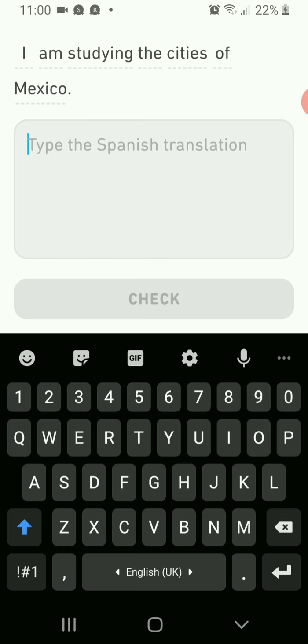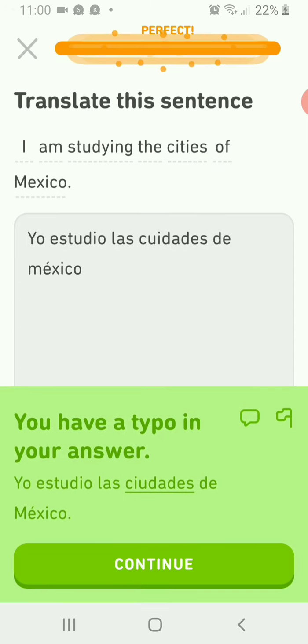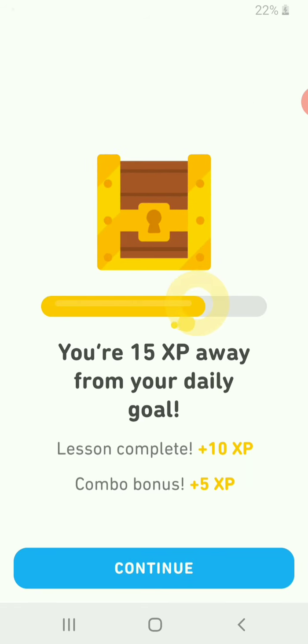So yo estudio las ciudades de Mexico. So this is how I would write it. Ciudades. I wrote it wrong, I wrote cuidades, but yes, ciudades. That's the way you say it.